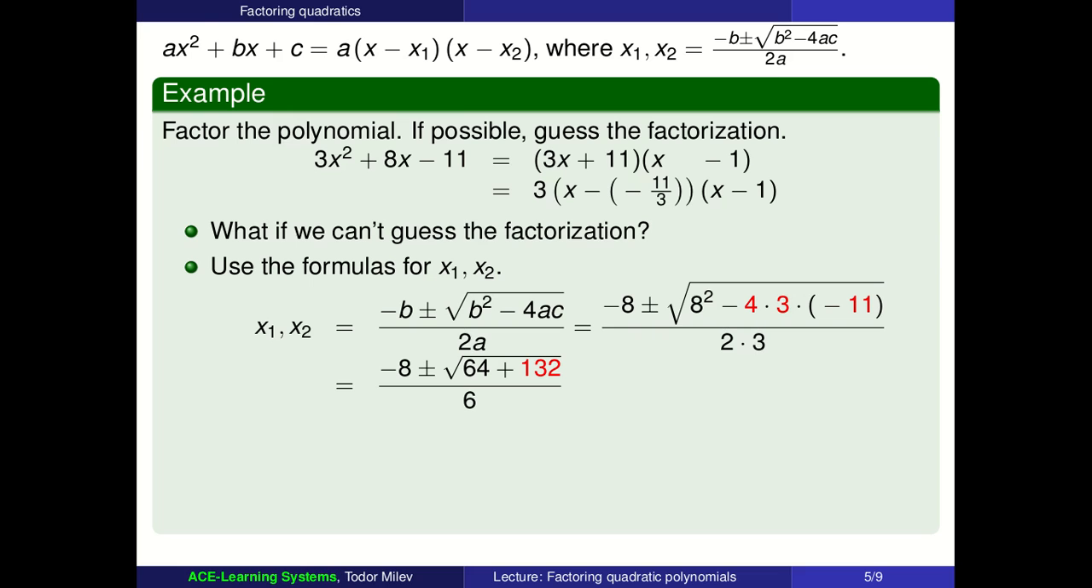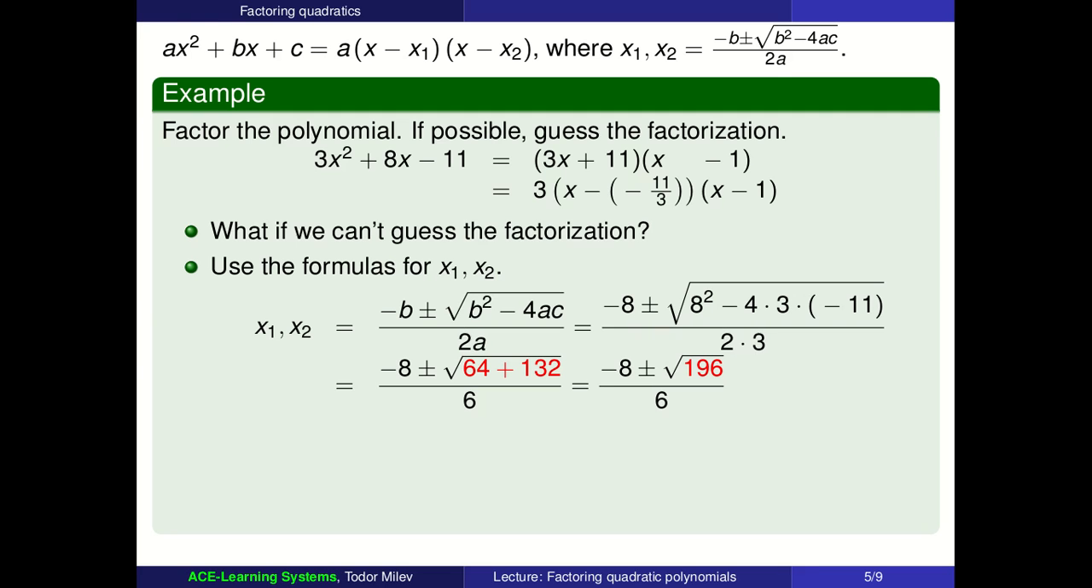Now, 4 times 3 times 11, that's equal to 132, right? So 4 times 3 times 11 equals 12 times 11, which equals 12 times 10 plus 1, which equals 120 plus 12, which equals 132. Of course, if you can do such computations in your head, I welcome you to do so. So 4 times 3 times 11 is 132, and minus with minus gives you a plus, and 8 squared is of course equal to 64, and 2 times 3 equals 6. Alright. Now 64 plus 132 is equal to 190 plus 6, so 196.